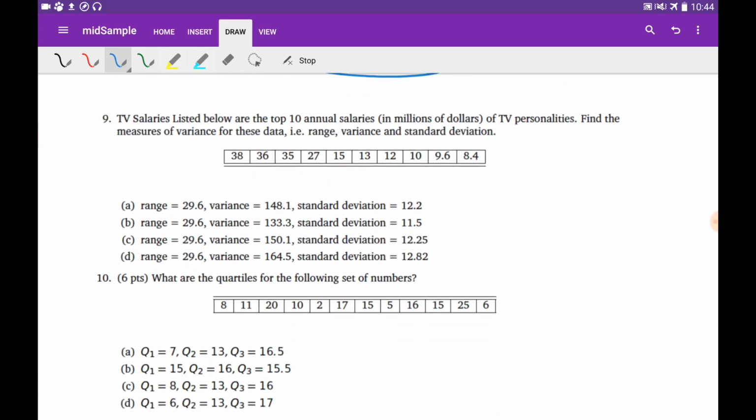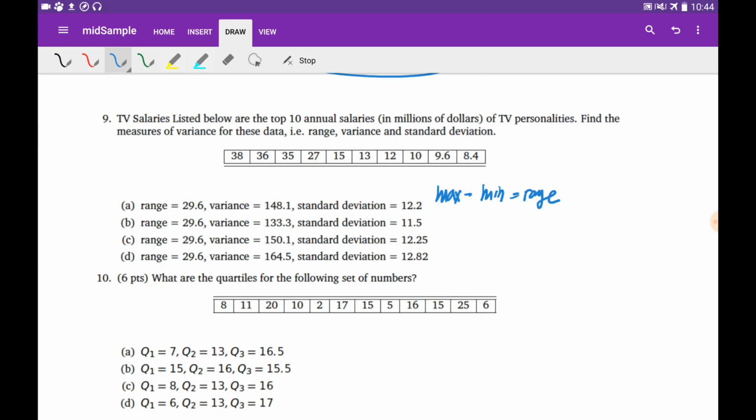So in problem number 9, there are just given numbers. We need to find the range, variance, and standard deviation, and we need to use the calculators to do this. So if you remember, in order to calculate the range, we need to find the minimum value and the maximum value, and we have to subtract them. It is going to be equal to the range.